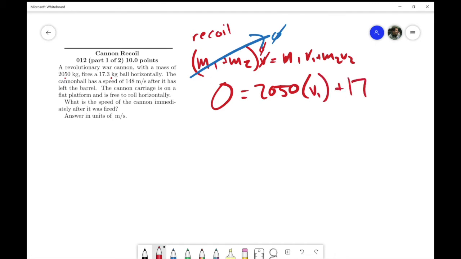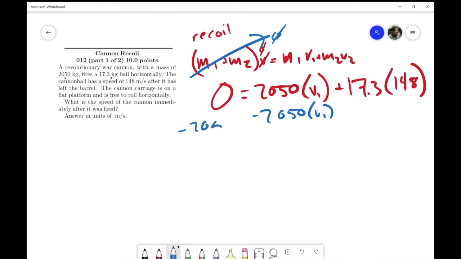So the mass 2050 times our V1, which we're looking for, plus 17.3, the mass of the cannonball, times 148. That's where the velocity should go. The cannon's not going to go 148 afterwards. The cannonball is. If you had a cannon that was firing off at 148 meters per second afterwards, that'd be a big problem. Okay? So keep track of that and be careful. But usually that really high velocity better be going with what's being shot out.